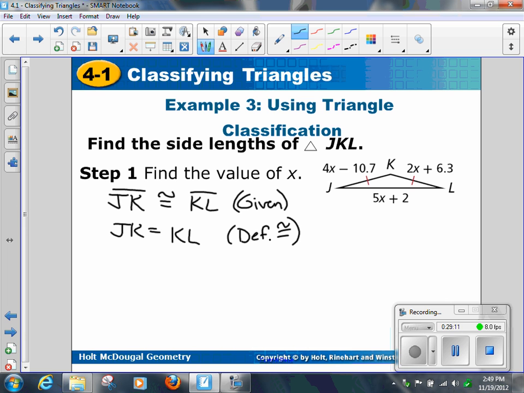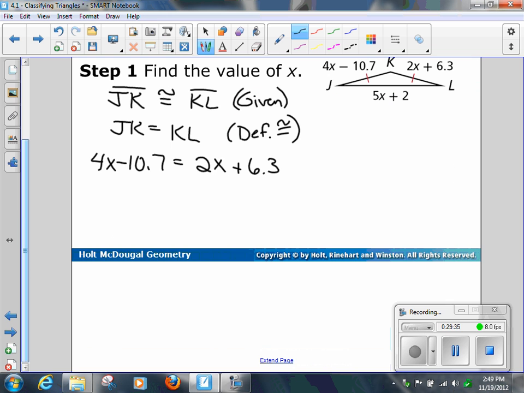What is JK? 4x minus 10.7. I'm going to tell you what, y'all going to have fun with this for homework. What is KL? 2x plus 6.3. What do we do now? Good try. Say it again, Maddie. Subtract 2x from 4x. Because we got to solve this thing, right? And I got 2x minus 10.7 is equal to 6.3.